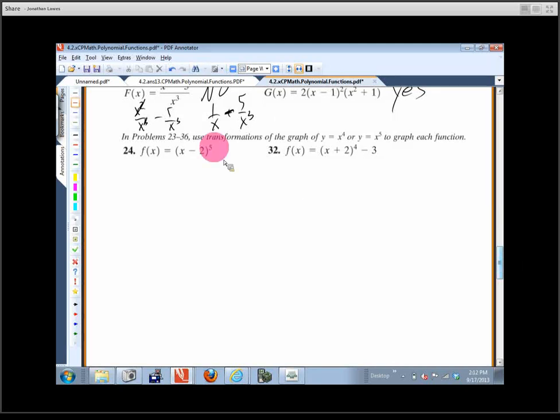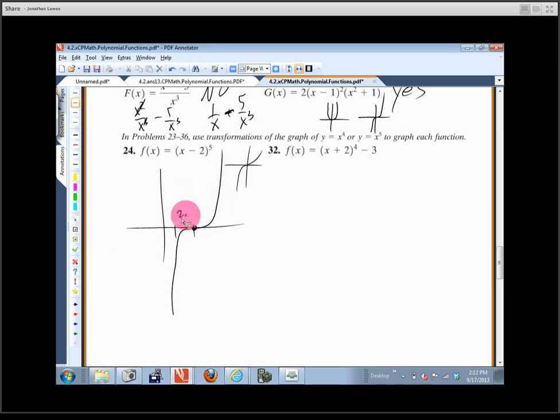Next up, it says, use transformations of the graph of y equals x to the 4th, which looks real steep, flat in the middle, or y equals x to the 5th, which looks real steep, flat in the middle, and then goes up, to graph each one of these. So what does that minus 2 do to this graph? Right 2. Remember, opposite of what you think. So we're going to take this graph and we're going to go 1, 2, and it's going to go like this.